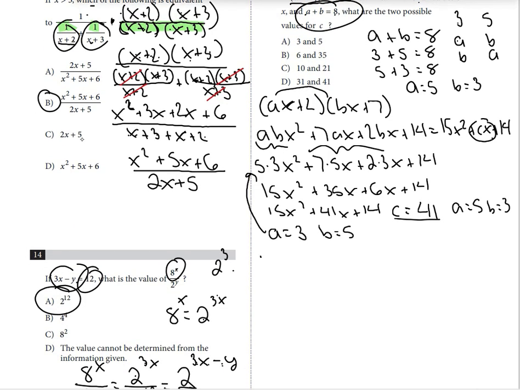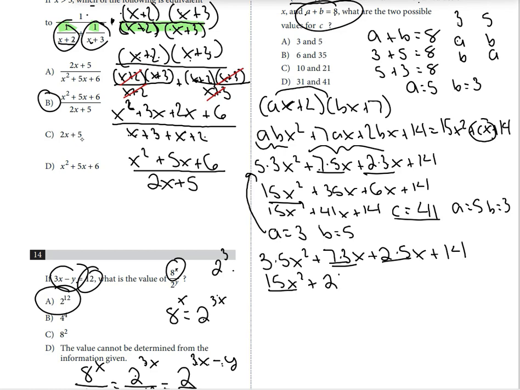So now I'm going to have 3 times 5x squared plus 7 times 3x plus 2 times 5x plus 14. So comparing this, I'm multiplying different values here. Instead of 7 times 5, I'm multiplying 7 times 3. Instead of 2 times 3, I'm multiplying 2 times 5. And I get 15x squared. So this value and this value are the same, but these values here are going to change.